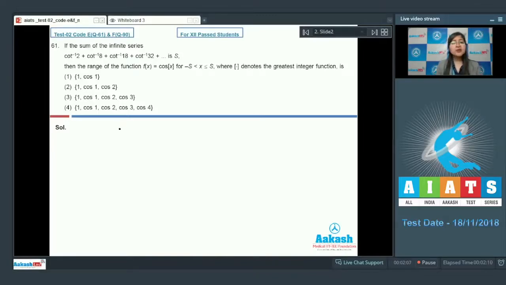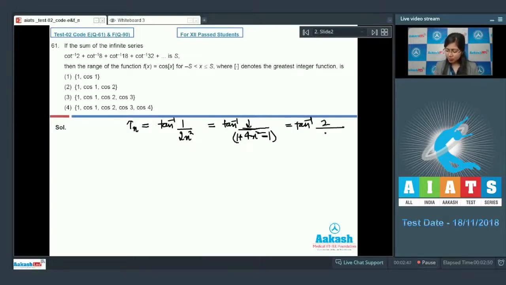So if I write its nth term, then its nth term can be written equal to tan inverse 1 upon 2n square, right? Now if I multiply in the numerator and denominator by 2, we will get 2 upon 4n square. Now in the denominator if I add and subtract 1, then this can be written equal to tan inverse 2 upon 1 plus a square minus b square, which can be written as (2n minus 1) into (2n plus 1), right?